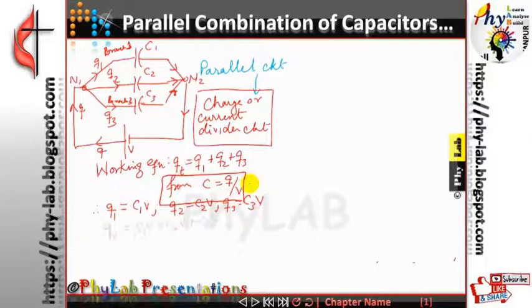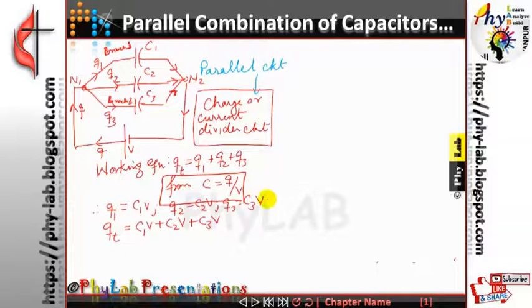So remember friends, as I told you, whenever a potential difference is applied across any two nodes, the same potential difference would appear across each of the branches connected across the same nodes.